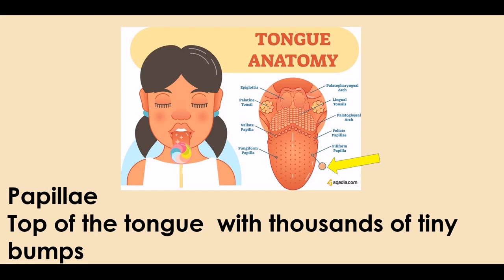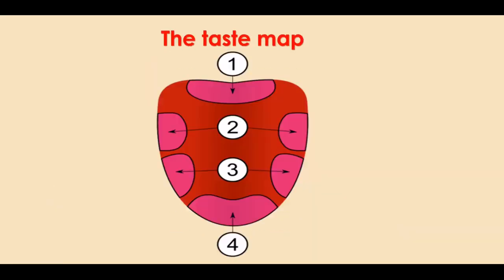Thousands of taste buds cover the surface of the papillae. Taste buds are collections of nerve-like cells that connect to nerves running into the brain. The taste map. Most scientists say the tongue can detect 4 main tastes: sweetness, saltiness, sourness, and bitterness. Let's find out where it is located.